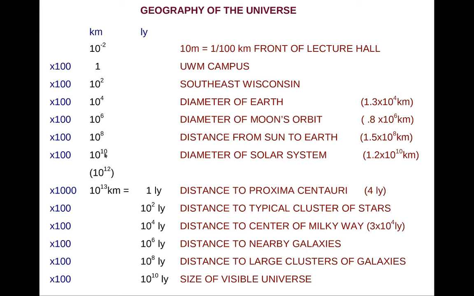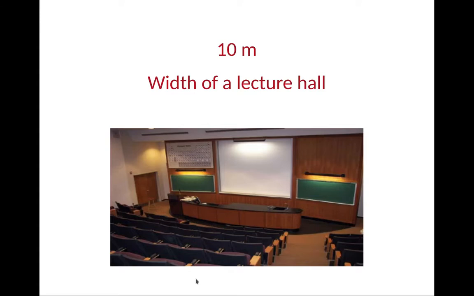So notice we go from something fairly modest, 10 to the minus 2 kilometers, which is 10 meters, roughly the size of a lecture hall or so, about 30 feet, going all the way up to 10 to the 10 light years, which is the size of the visible universe. Okay, so let's see how this power of 10 stuff works. Let's start with 10 meters. 10 meters might be the size of a lecture hall if you actually go to a not online class, roughly the size of a lecture hall.